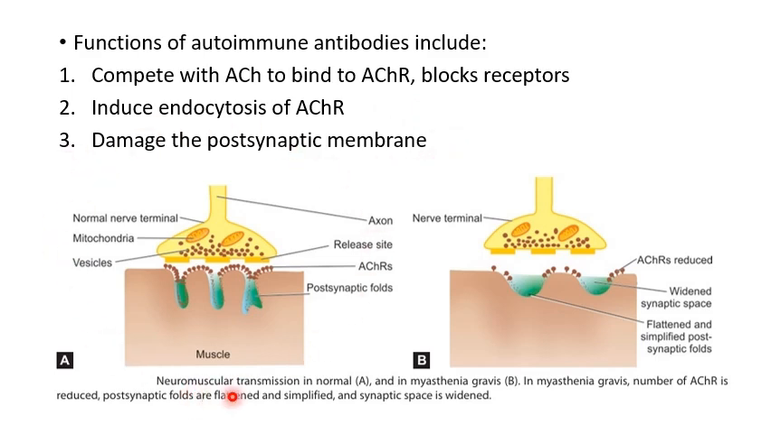As shown in this diagram, this is a normal neuromuscular junction. See the number of acetylcholine receptors present in the postsynaptic membrane. And this is the diagram of a neuromuscular junction of a patient of myasthenia gravis. Here the number of acetylcholine receptors on the postsynaptic membrane is decreased, plus the junctional folds are simplified and flattened.